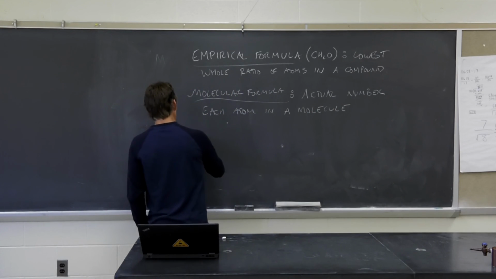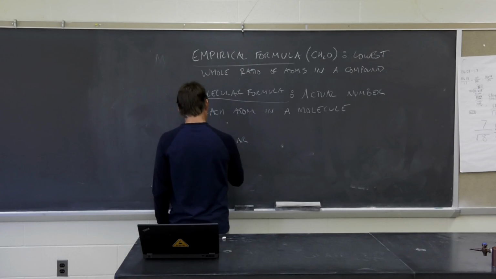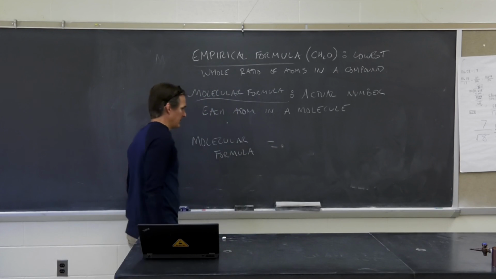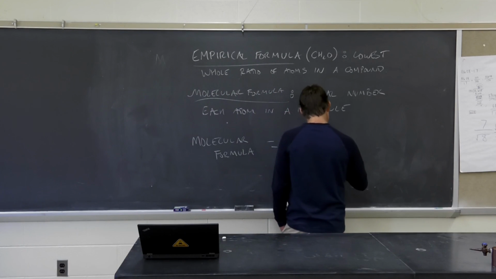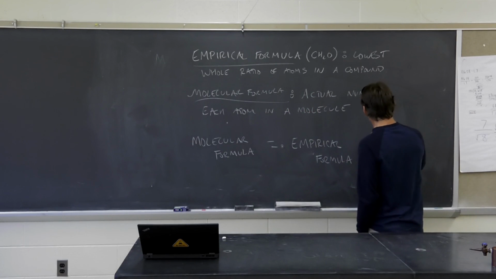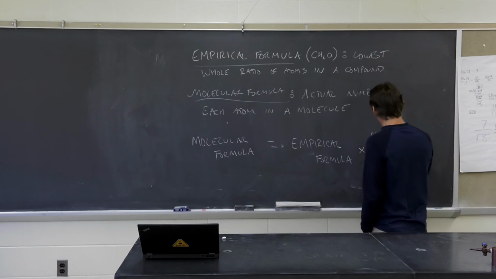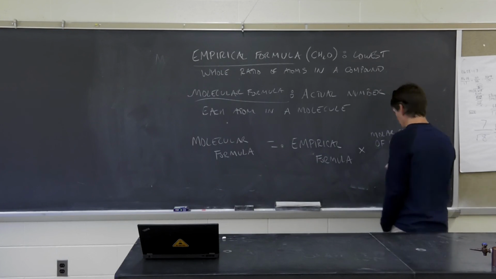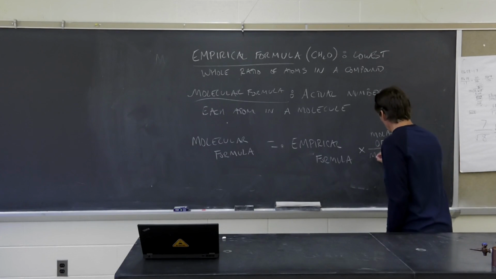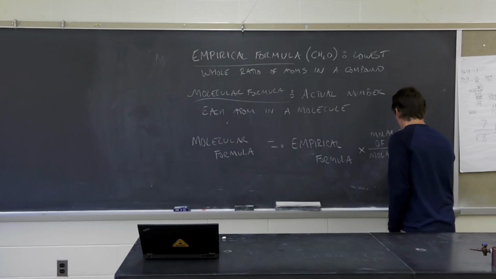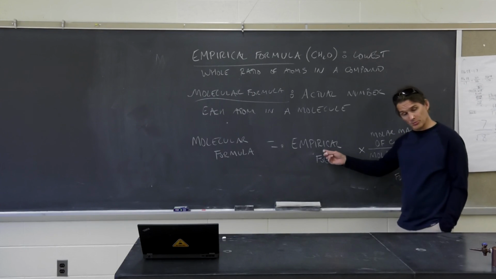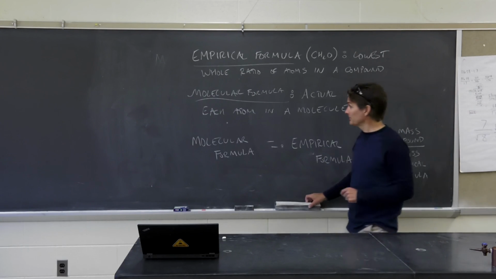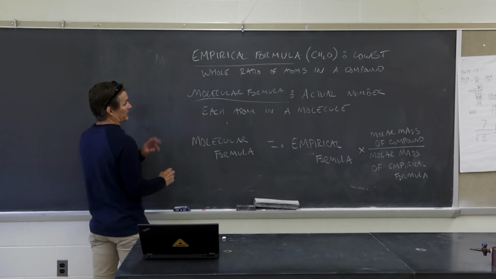And to get the molecular formula, what you have to do is you take your empirical formula and you multiply that by the molar mass of the compound, which we saw before was 180 for glucose, and we divide that by the molar mass of the empirical formula, which we saw was 30. And we saw when we took 180 and divided by 30, we got 6. If we take that 6 and multiply it by the empirical formula of glucose, we end up getting the molecular formula for the compound.